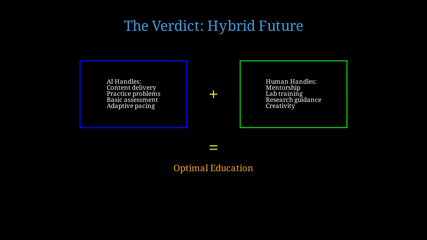So what's the verdict? The most likely future is not pure AI teaching or pure traditional teaching, but a sophisticated hybrid. AI handles the scalable parts: content delivery, practice problems, assessment, and adaptive pacing. Humans handle the parts requiring genuine relationship, creativity, and wisdom. Together, they provide better education than either could alone. This isn't science fiction. It's already happening. Let me give you specific examples of deployed systems.